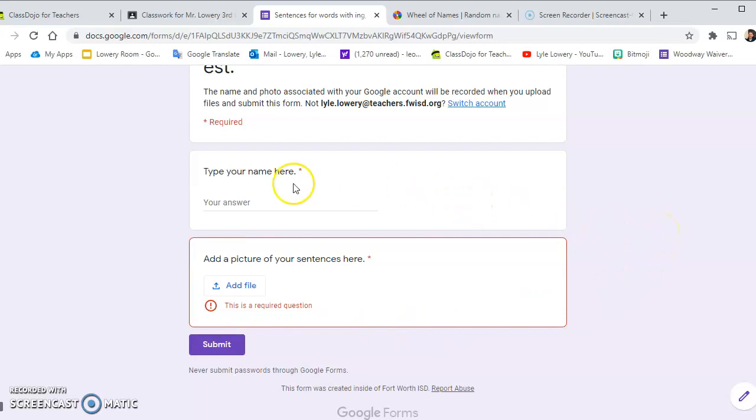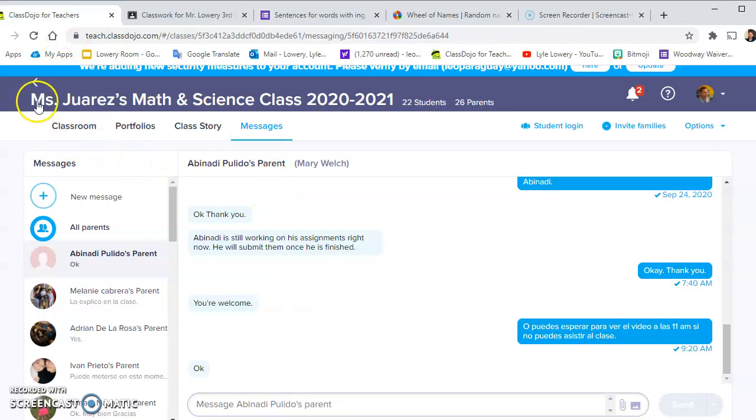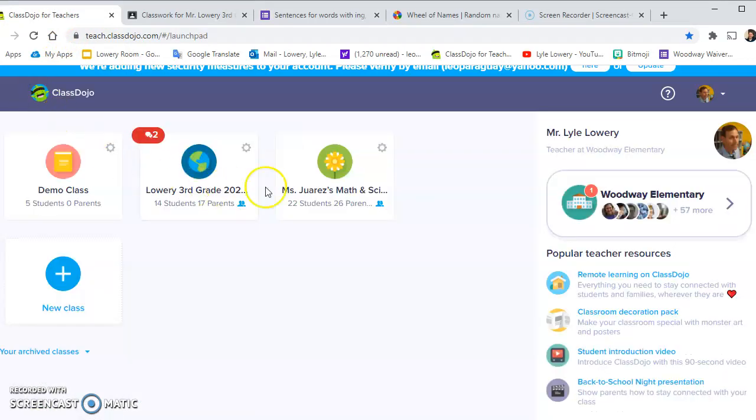Again, if this is a problem and you're not able to do it, you can still send me a picture here in Google Classroom. Or, if need be, you can just text me the picture. I'll take it just the same.